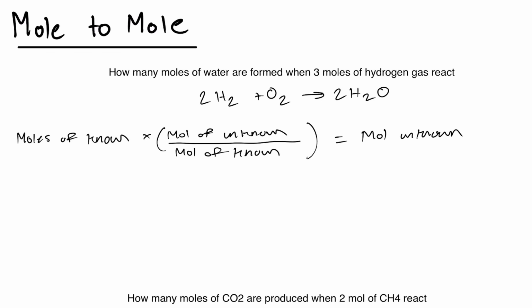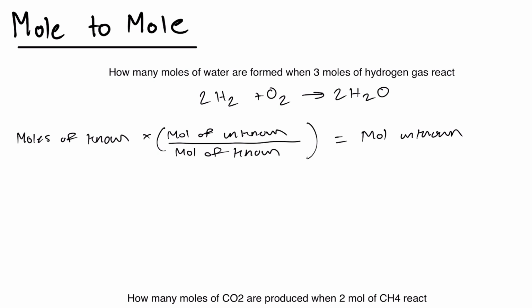Hey everyone, so in today's video, we're going to be diving into stoichiometry, specifically how to solve mole-to-mole conversion problems using balanced chemical equations. Now, looking at this first problem, how many moles of water are formed when 3 moles of hydrogen gas react? Well, looking at the chemical formula, 2 moles of H2 will react with 1 mole of O2 to produce 2 moles of H2O.